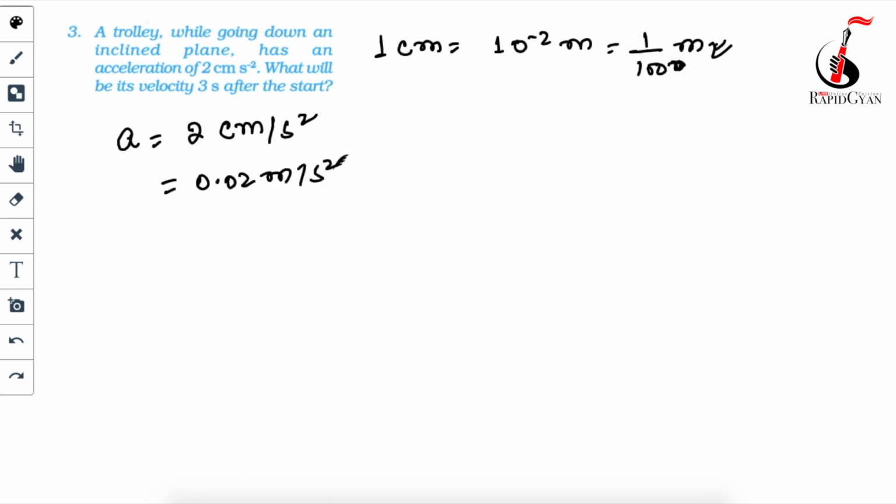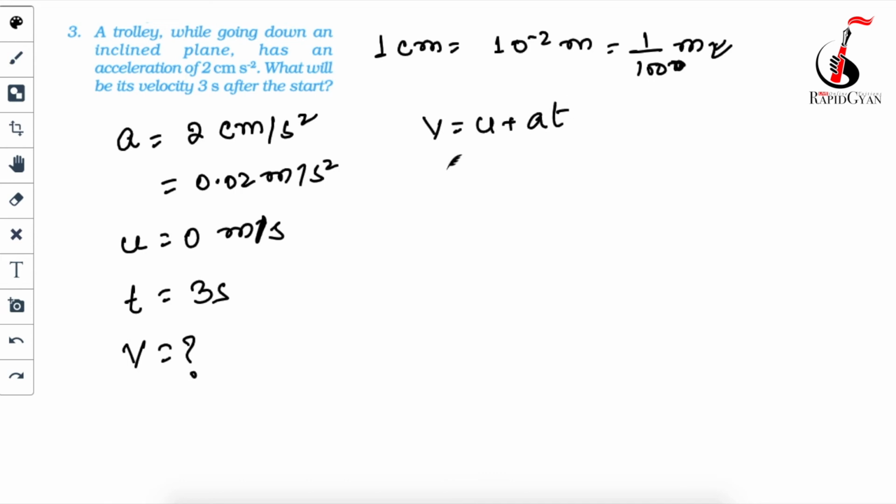Now they are saying a trolley while going down, so while it's going down, of course the initial velocity will be 0 meter per second. What will be the velocity after t is given 3 seconds, and you will have to find the final velocity. So simple formula, v equal to u plus at. V is equal to u, which is 0, plus a, which is 0.02, multiplied by your time, which is 3. So v is equal to 0.06 meter per second.